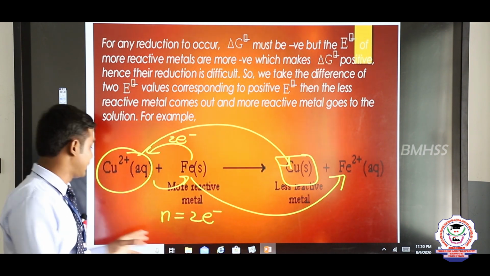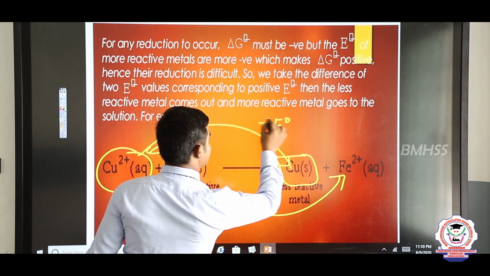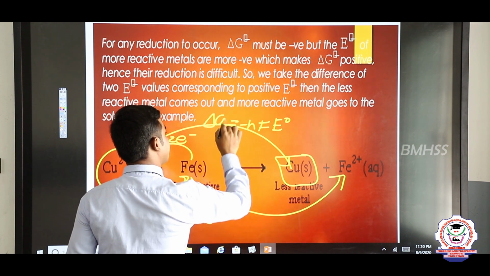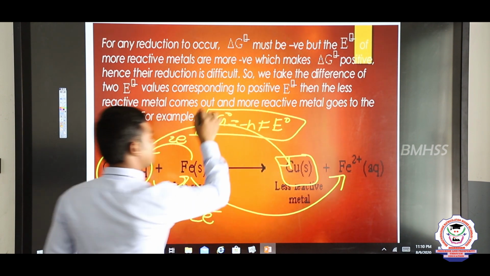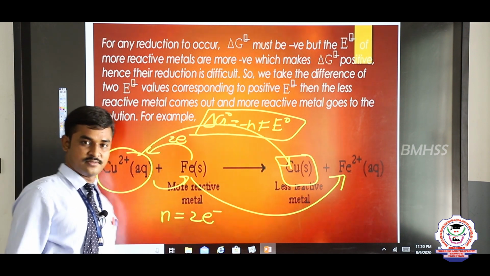From these values we can find E naught, F, and N. So, finally, we can get the del G naught value. So, this principle is used in the electrochemical process.